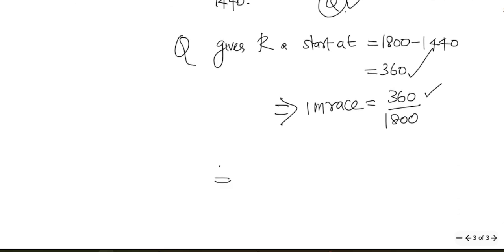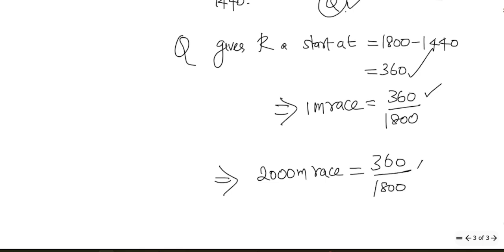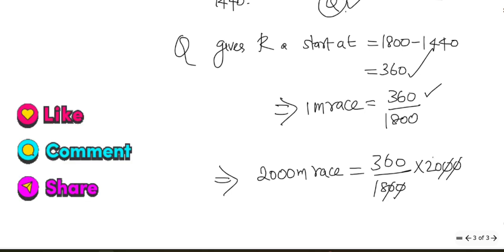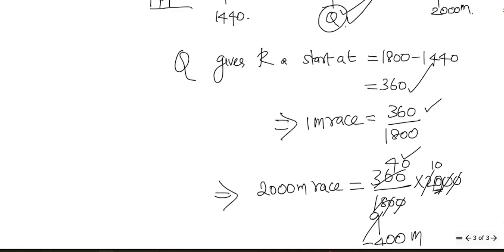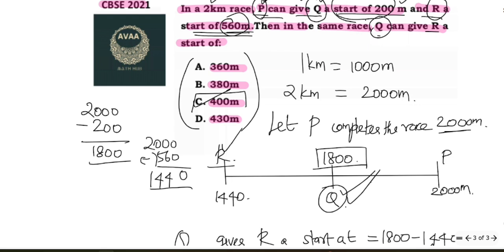Now we need to find it for a 2000 meter race. For 1 meter race, this is a fraction. For a 2000 meter race, we need to multiply with 2000. So we'll cancel the zeros. If we cancel 18, 2 goes into 18 9 times and 9 goes into 36 4 times. So already zeros are there. So 40, and along with that the zeros are also there. So altogether we need to include this zero also. So altogether that is 400. That gives us 400 meter. So C is our option.